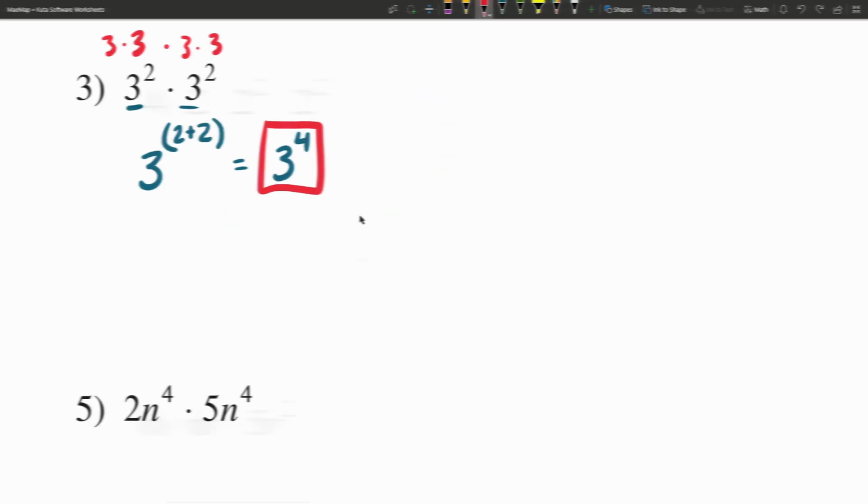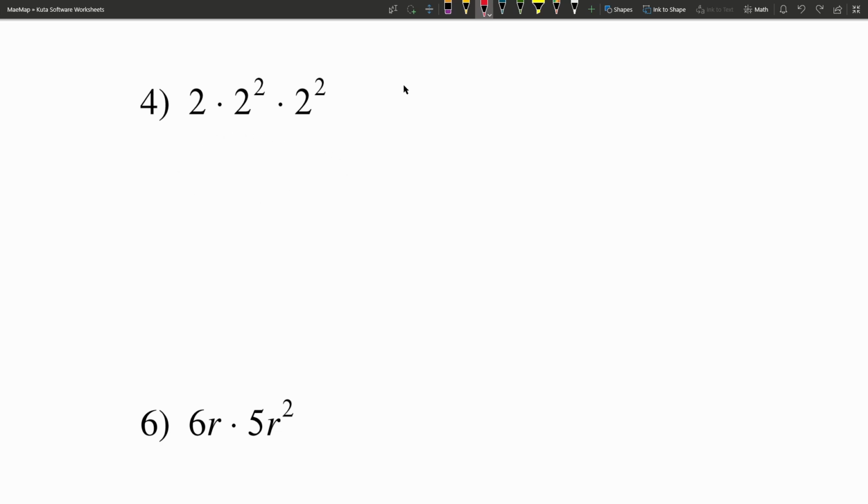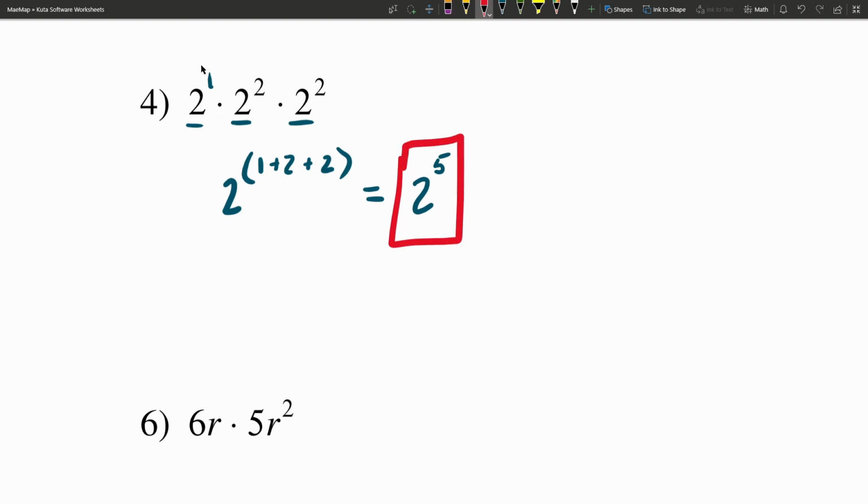Again, 3 times 3 is 3 squared, and we're multiplying that by 3 times 3, which does indeed give us 3 to the 4th. For number 4, we're switching things up a bit, this time multiplying not just 2 terms, but 1, 2, 3 separate terms. Can we simplify this? Yes, because they all have a base of 2. Remember, 2 is the same as 2 to the 1st. So I'm going to combine all of these together by adding the exponents. So this is going to be 2 to the 1 plus 2 plus 2. 2 to the 1 plus 2 plus 2 is 2 to the 5th. So 2 to the 5th is our solution in number 4.